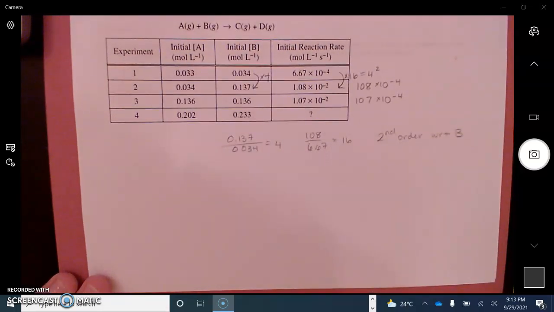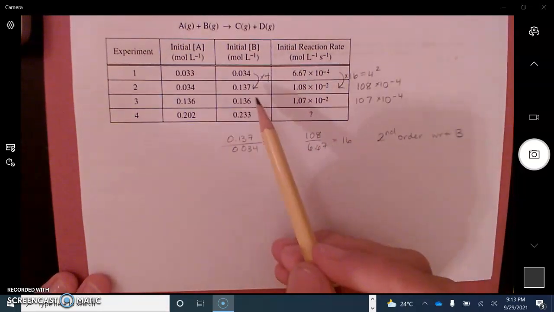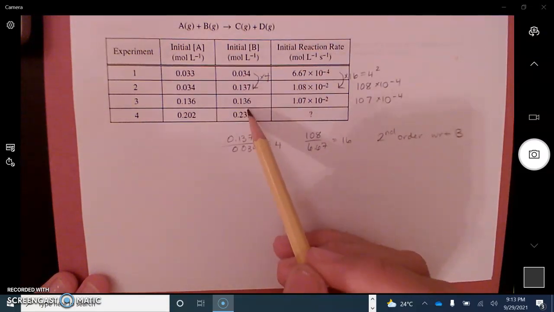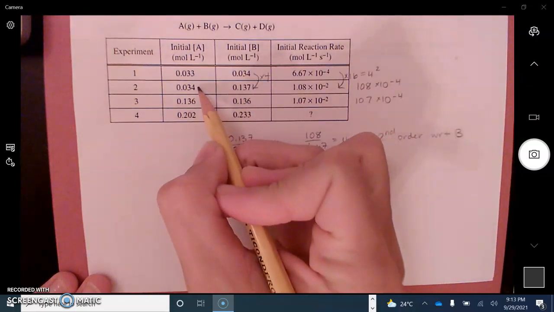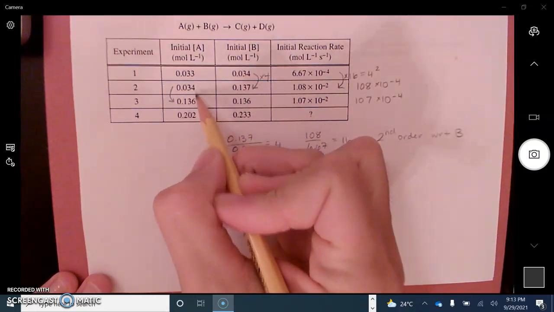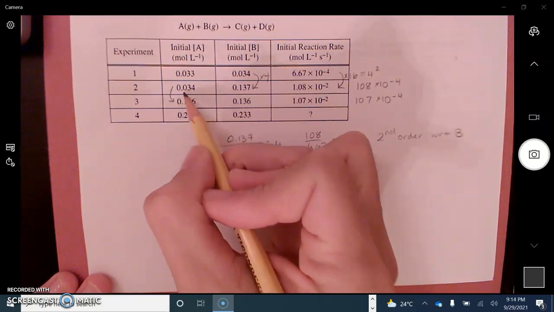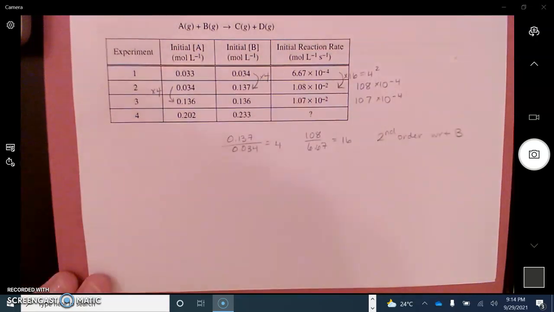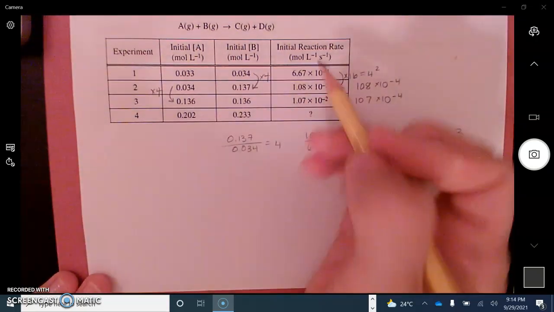All right, let's look at A. We need ones where B was held constant. So that's trials 2 and 3. What happened to A? Oh, look, it's exactly the same. 0.034 to 0.136. It's times by 4. That's convenient. And the rate?